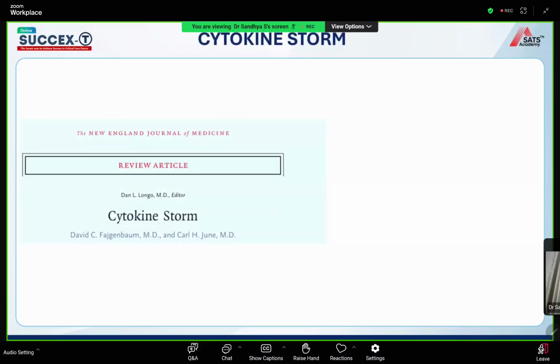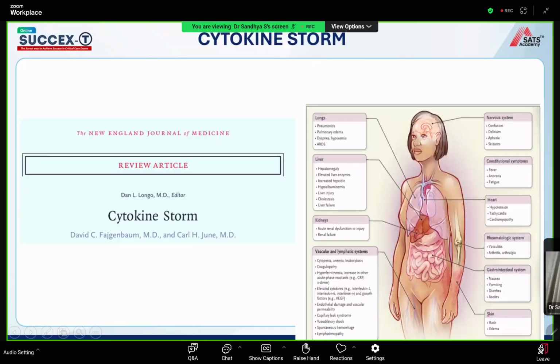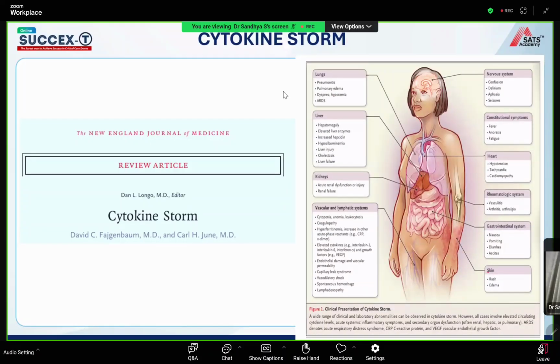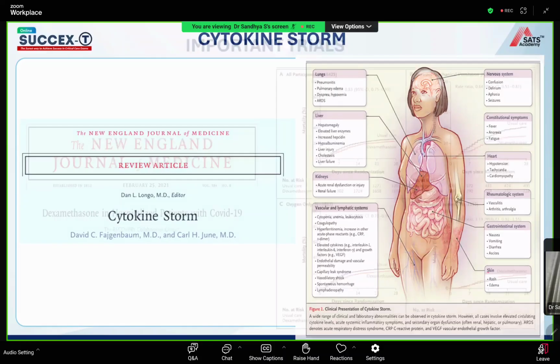Then another very good article that you should always read, whether it's COVID or non-COVID, is the article on cytokine storm, which came up in NEJM during the COVID times. It's also a very nice article, very concise. There are a lot of questions that can be asked about cytokine storm, about the clinical features, the pathophysiology and everything. There are a lot of pictures, graphs, and very nice explanatory notes on cytokine storm. Please read up that article also.